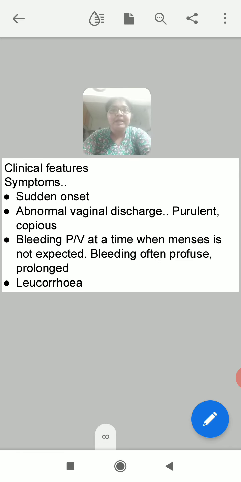Now we come to clinical features of acute salpingitis. First, symptoms. Sudden onset of symptoms. Abnormal vaginal discharge. This discharge is purulent, copious. Bleeding per vagina at a time when menses is not expected. So when the woman is not expecting menses, at that time bleeding per vagina will start. Bleeding is often profuse and prolonged. Leukorrhea.